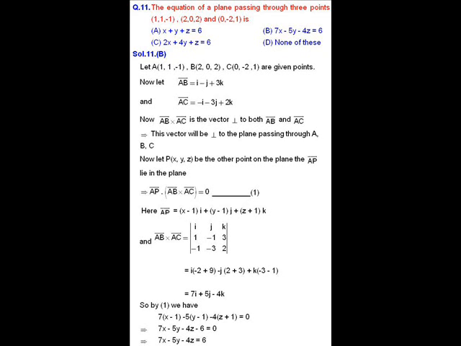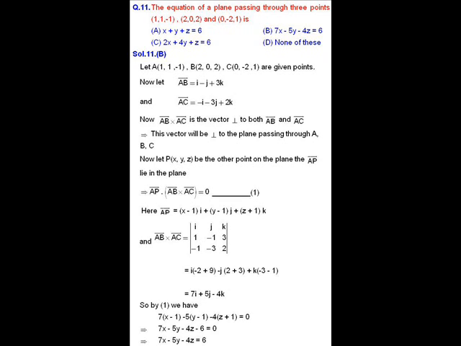Solution of question number 11. In this question, we have to find the equation of a plane, that plane passing through the given 3 points. So let us consider these 3 points are A, B, C respectively. Now we'll firstly compute the vectors AB and AC.